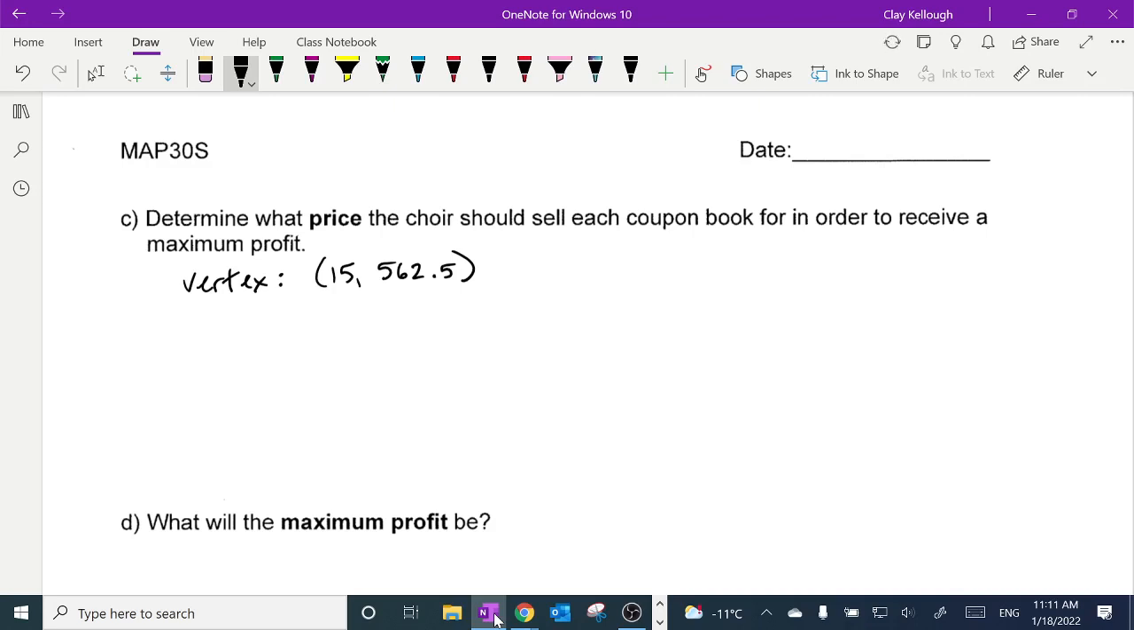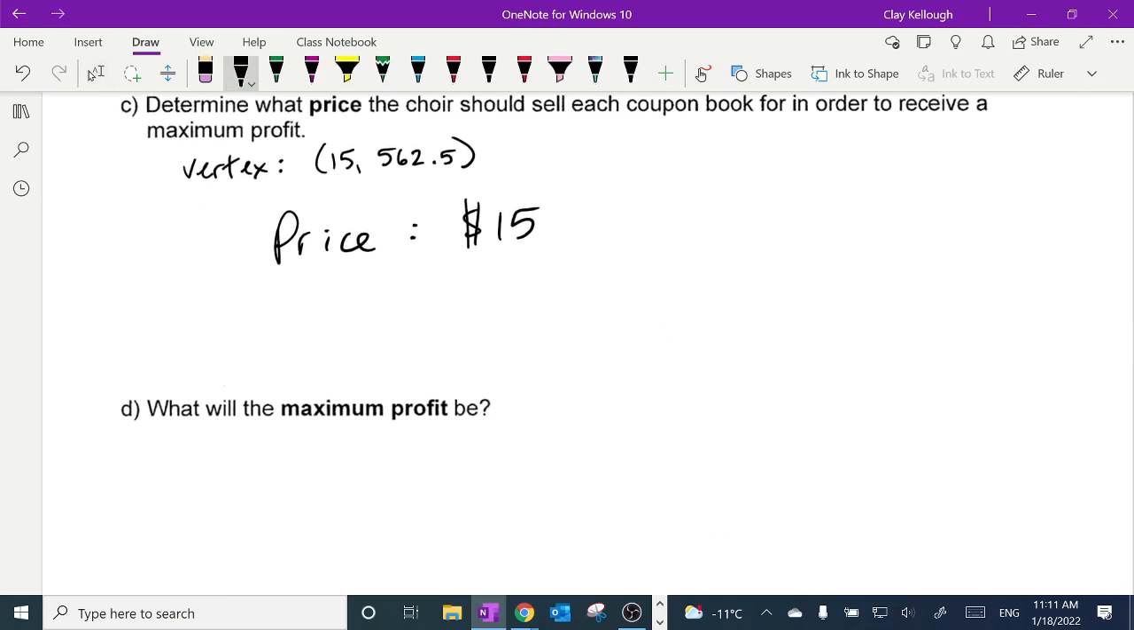Sorry, I meant the five. Is 562.5 the price? No, that'd be a heck of an expensive book. So my price will be $15. And my maximum profit will be $562.50.